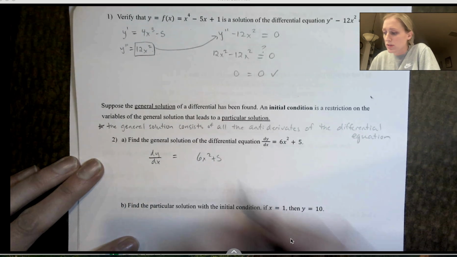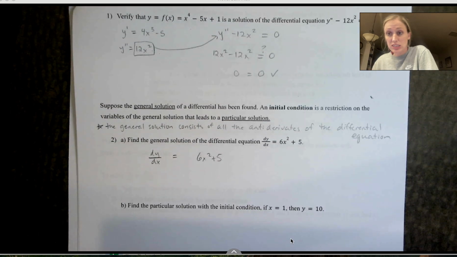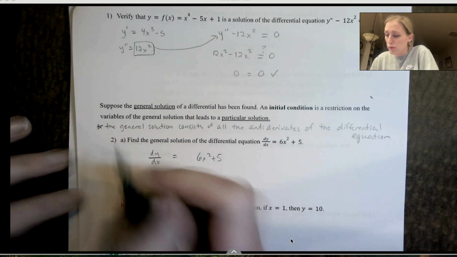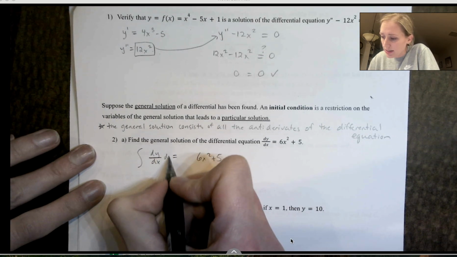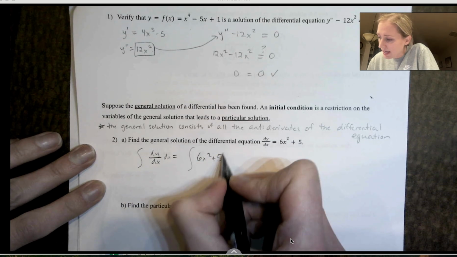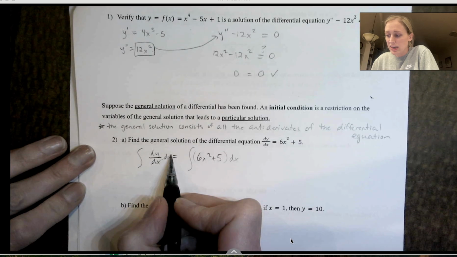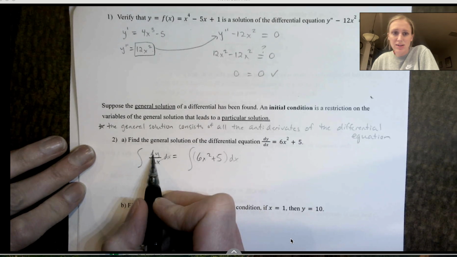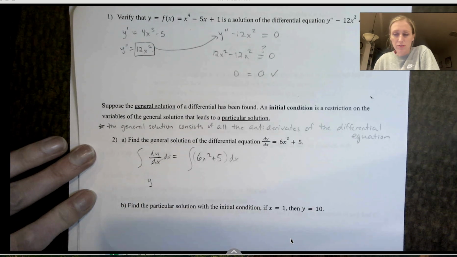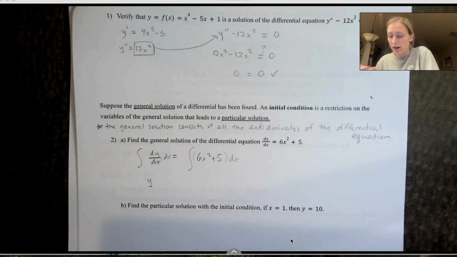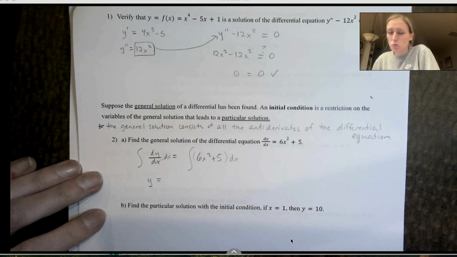Okay, so what I'm doing is this is an equation. I'm going to do the same thing to both sides. I'm going to integrate both sides with respect to x. Okay, so the dx's cancel. The integral and derivative also cancel, right? Integration and deriving are inverses of each other. And we're left with just y.